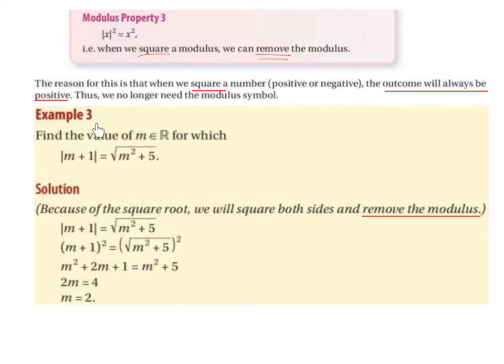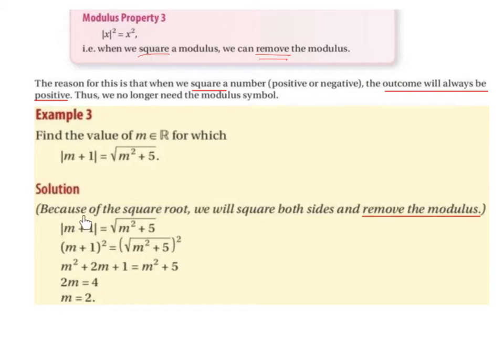Here's an example. Find the value of m, which is an element of the real number set, for which the modulus of m plus 1 is equal to the square root of m squared plus 5. Because of the square root on the right hand side, we will square both sides and remove the modulus.